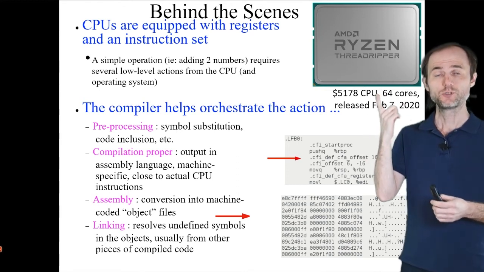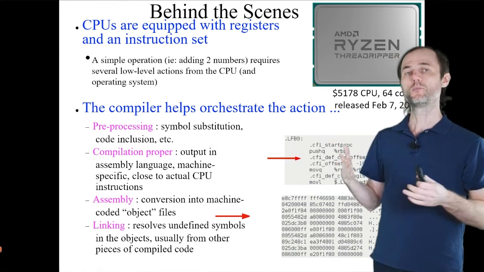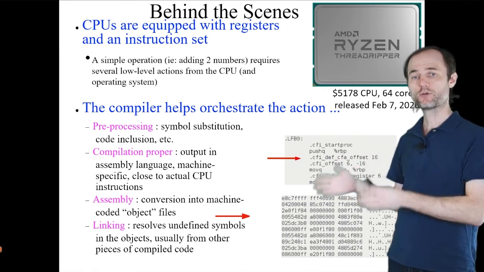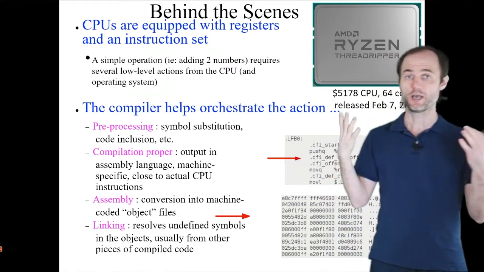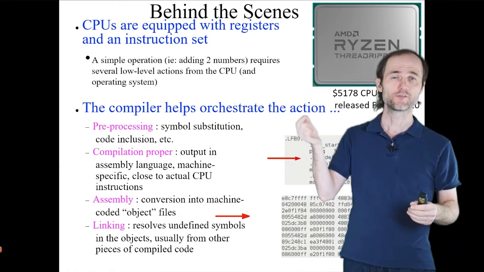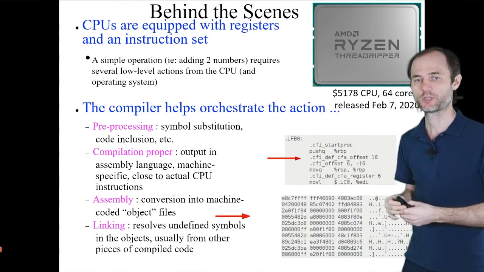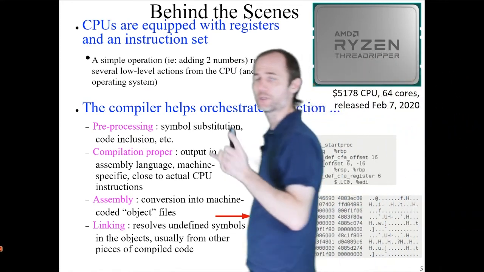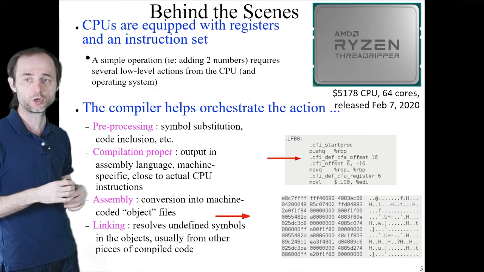So this CPU does what you ask it to do, and you ask it by taking the C code, compiling it into machine code, and running it. So for instance, an operation like adding two numbers will require several low-level actions from the CPU and the OS. So how does it work? The compiler is what helps to make everything go.